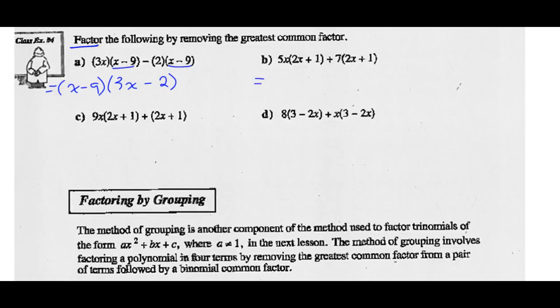I look at part B. I see the common binomial factor of 2x plus 1. I factor out the 2x plus 1, and that leaves me 5x plus 7.